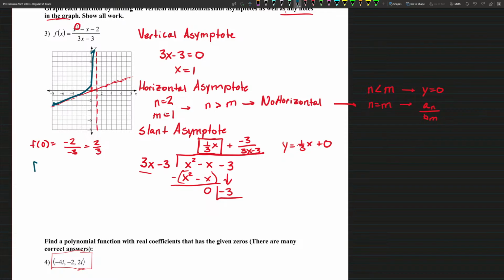Then we test to the right, so let's test 2. So we get 2 squared minus 2 minus 2 over 3 times 2 minus 3. Our numerator is 0, so our entire thing is 0. So 0 is right here. So that means our entire graph is going to be below that slant and to the right of that vertical. Okay. So everything in blue, that's our actual graph. Red is how we get there. So that's number 3.